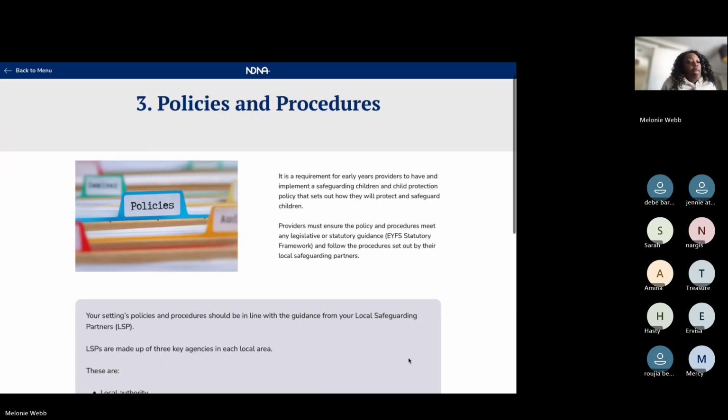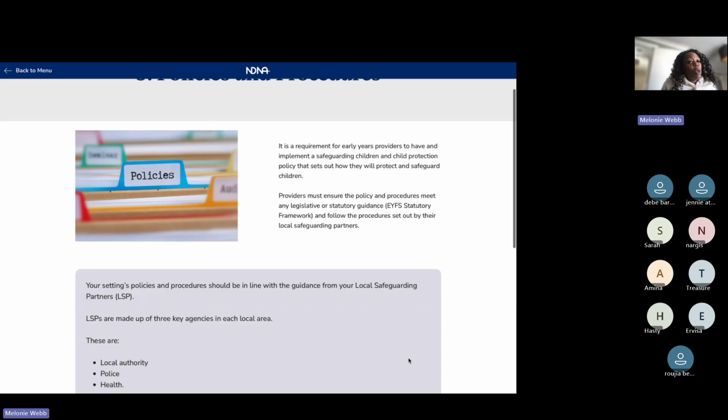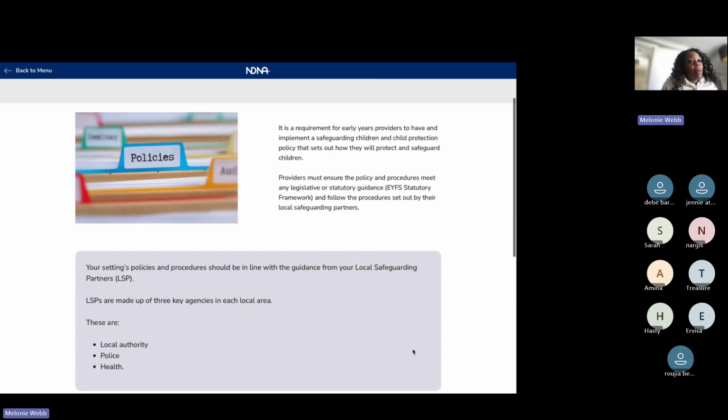So, it's an important requirement for early years providers to have and implement a safeguarding and child protection policy that sets out how they will protect and safeguard children. Providers must ensure the policy and procedures are met.